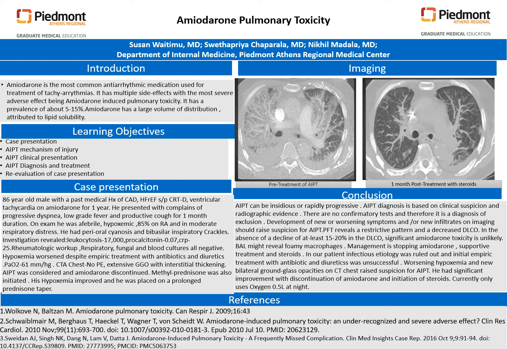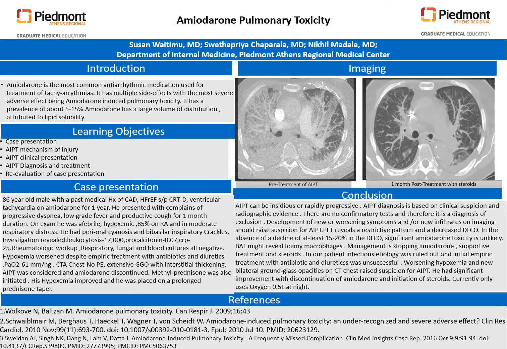So this is an 86-year-old male with a past medical history of coronary artery disease, heart failure with reduced ejection fraction, status post cardiac resynchronization therapy device placement, ventricular tachycardia on amiodarone 200 mg daily for 1 year. He presented with complaints of progressive dyspnea, low-grade fever and productive cough for 1 month duration.